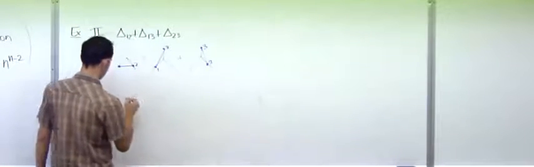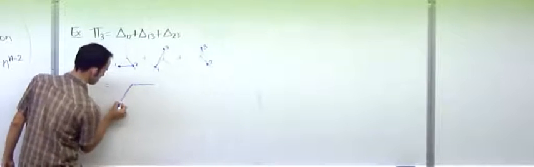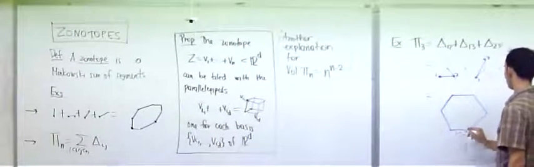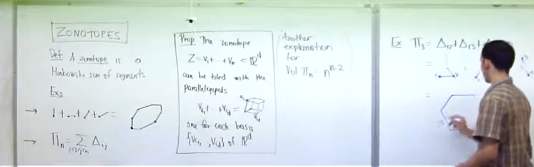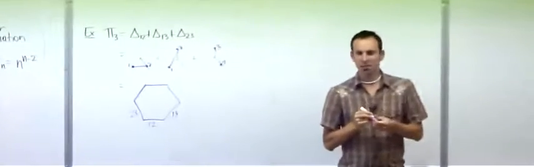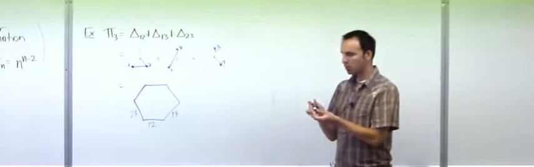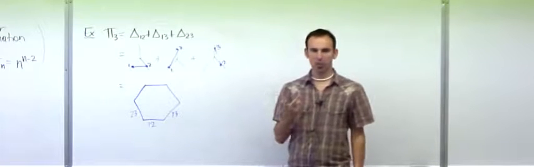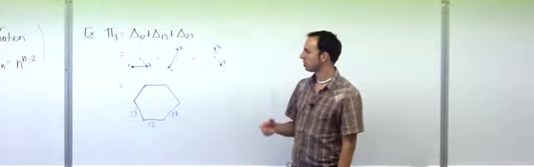This is a hexagon, right? It's a regular hexagon. Okay? 1,2, 1,3, and 2,3. So what is this proposition or this theorem telling us? It's saying, look at your collection of vectors and look at all the possible bases that you could form with them. Okay?